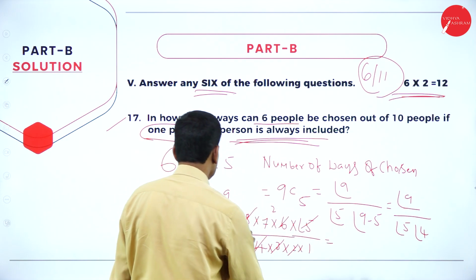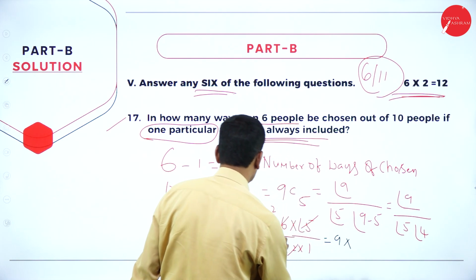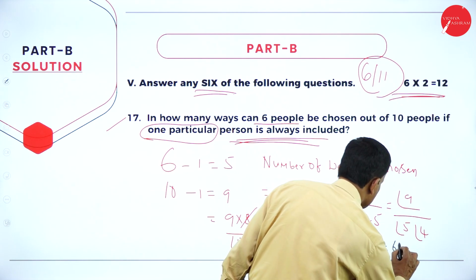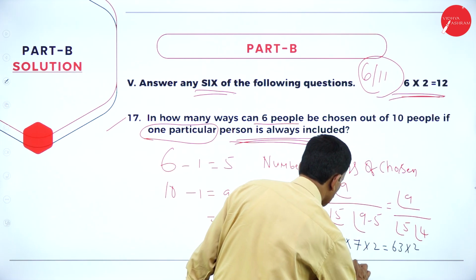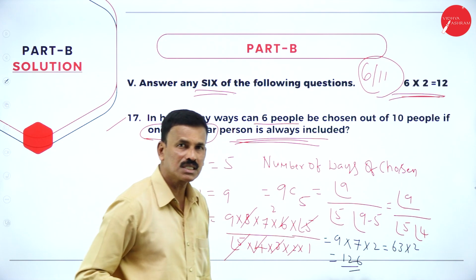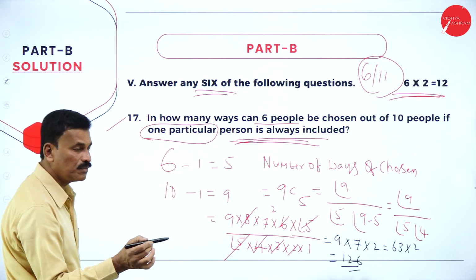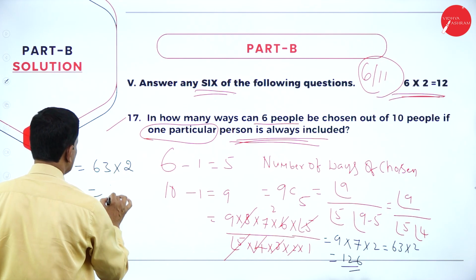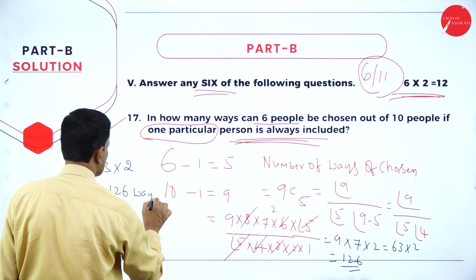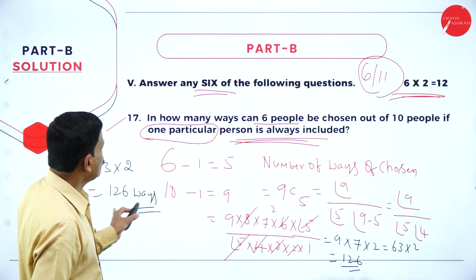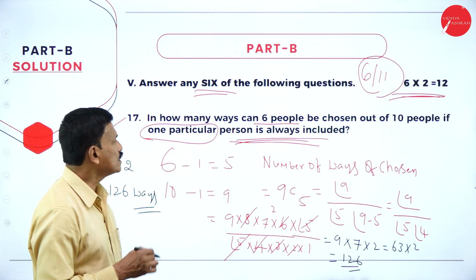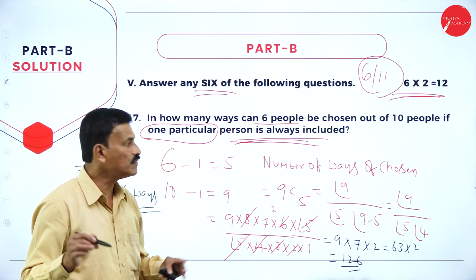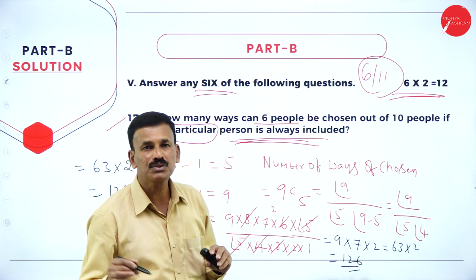What is remaining in the numerator? 9 into 7 into 2. 9 7s are 63, into 2, that's equal to 126 ways. Therefore, in 126 ways we can choose 6 people out of 10 in which one particular person is always included. So this is how we are going to select.